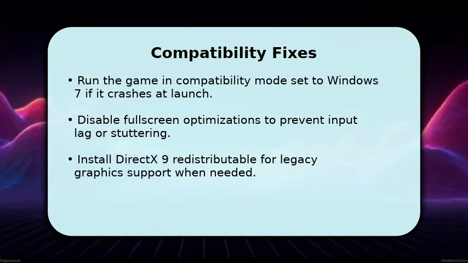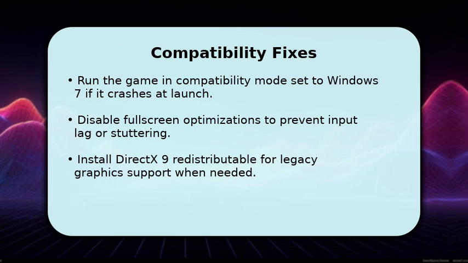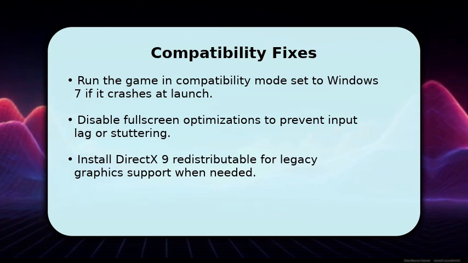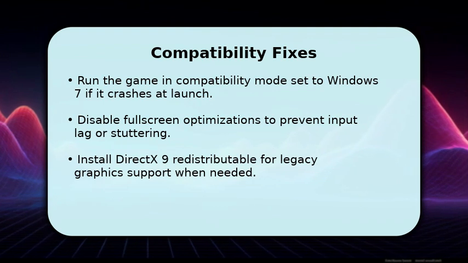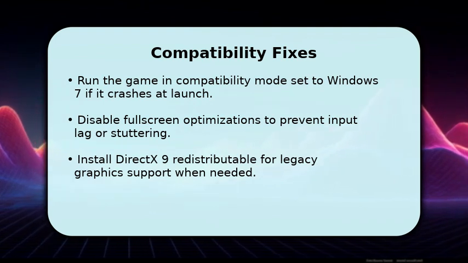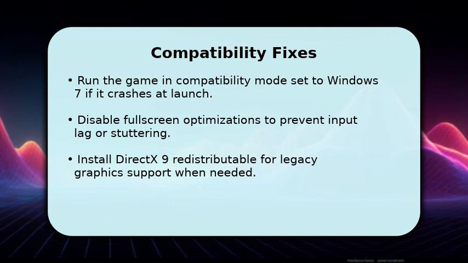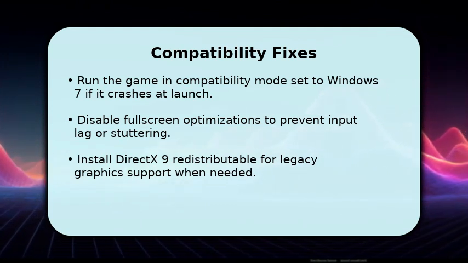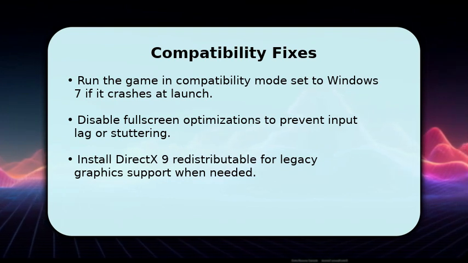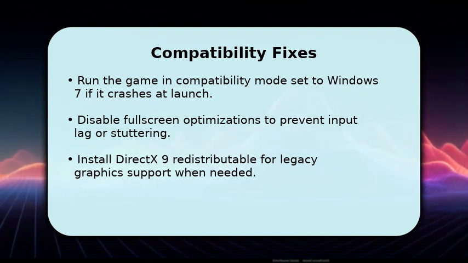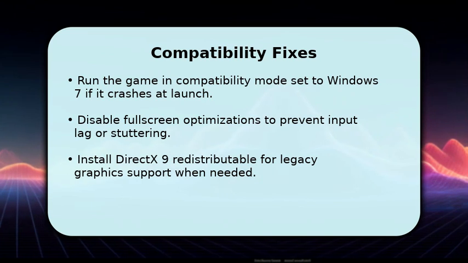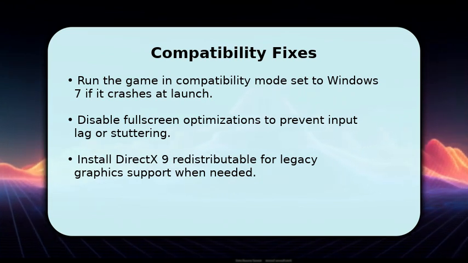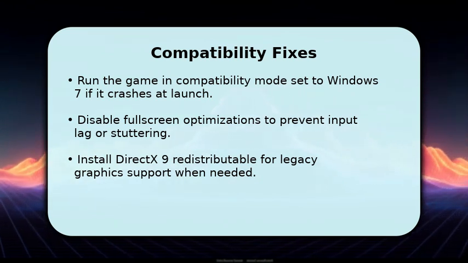Use compatibility mode set to Windows 7 and disable full-screen optimizations to avoid crashes and input issues. If textures or shaders fail, install the DirectX 9 redist and check GPU driver settings. Consider running the game as administrator and exclude its folder from antivirus scans to prevent file blocking. These small tweaks stabilize gameplay and keep races smooth and responsive.